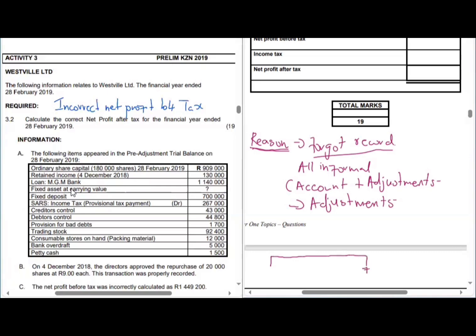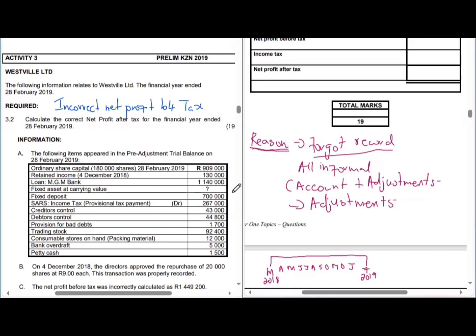February 2019, meaning it started when? It started the following month, which is March. So our financial year started March 2018, and then it's March, April, May, June, July, August, September, October, November, December, January, and then February. So it's a 12 month period.